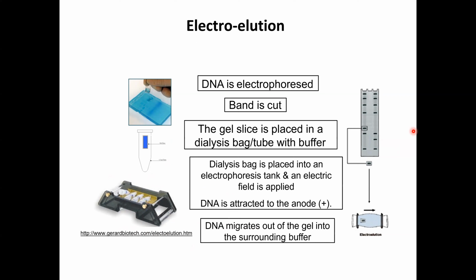So the DNA here, for example, will migrate out of the gel into the surrounding buffer, and then you can measure this one already. So that's the same as gel electrophoresis, but the thing here is your DNA has already been electrophoresed.